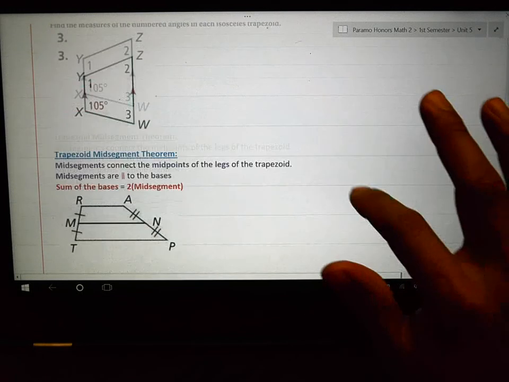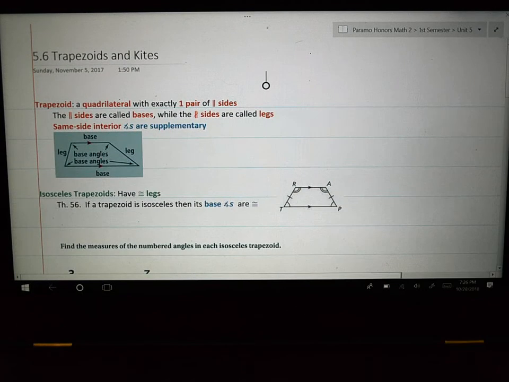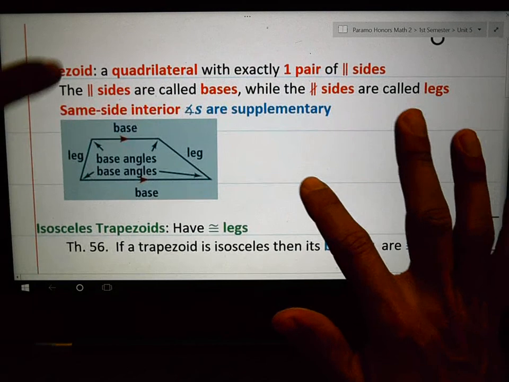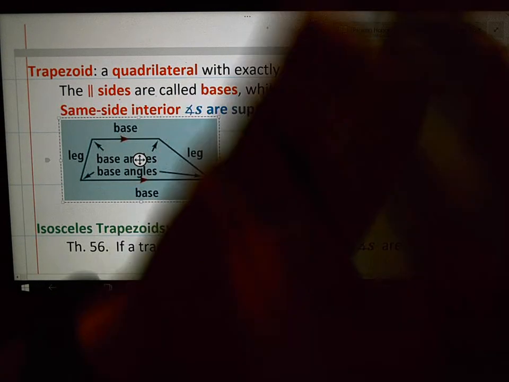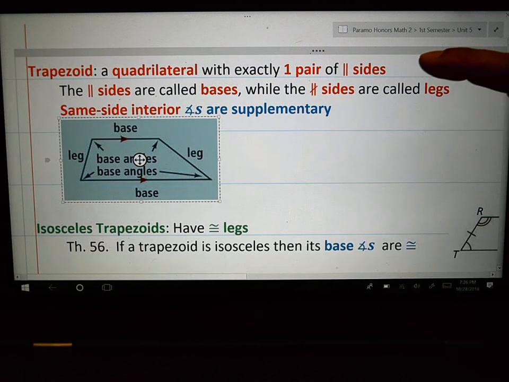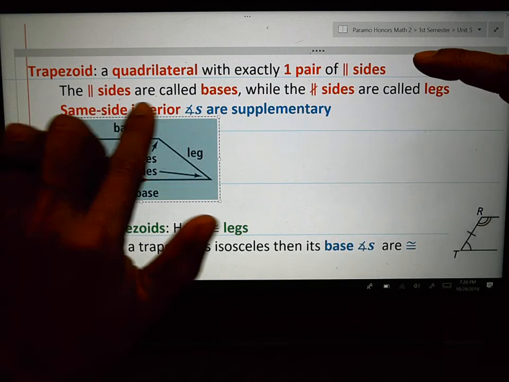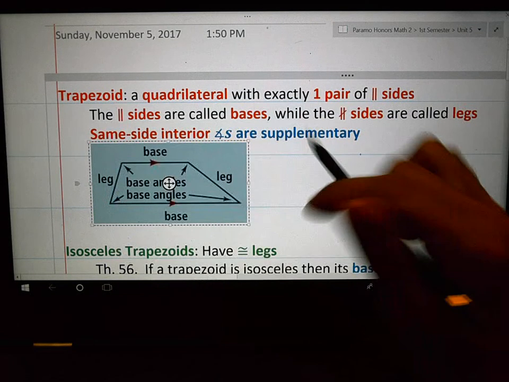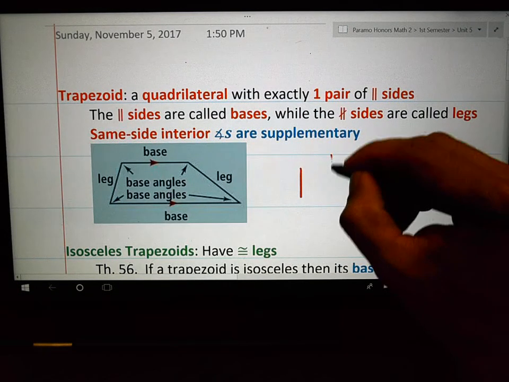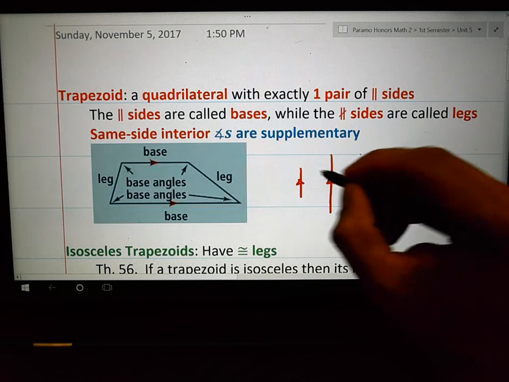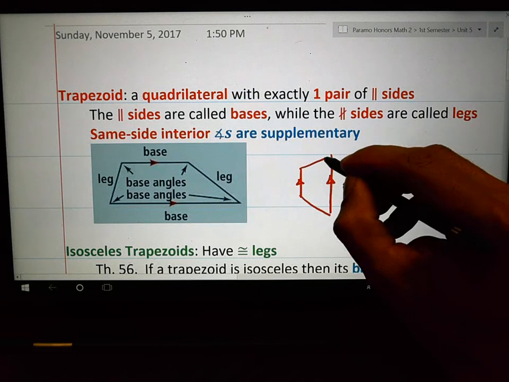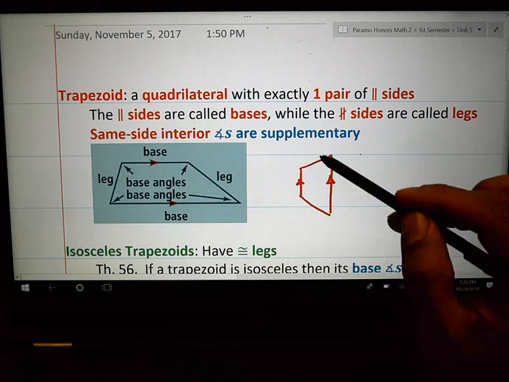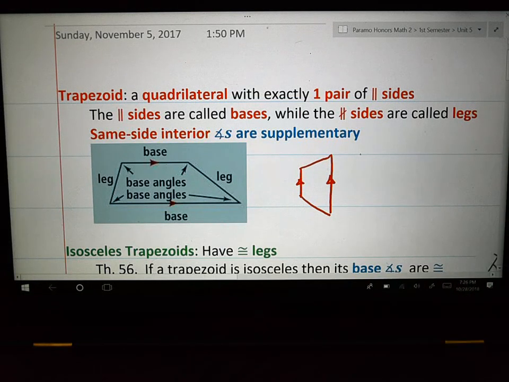So let's go right back to the top and talk about the two different shapes. The first one is a trapezoid. Trapezoids have only one pair of parallel sides. These are not parallelograms. The parallel sides are called the bases. It doesn't matter which way it's oriented; these two could be parallel. These would be the bases, and then the other two pieces are called the legs.